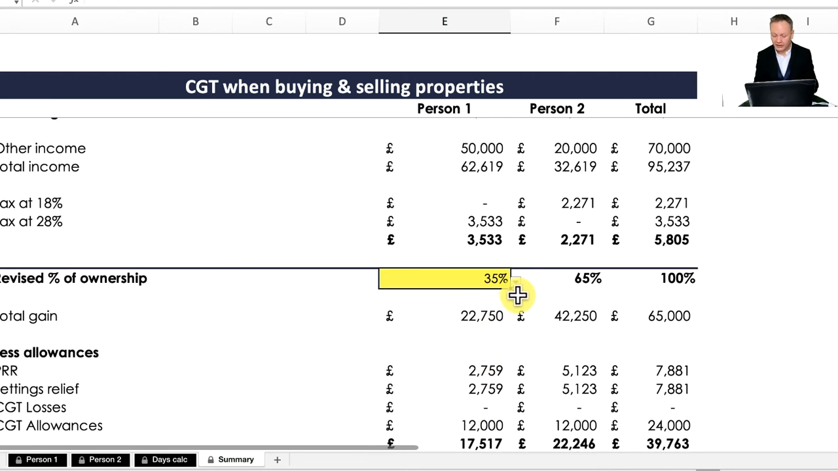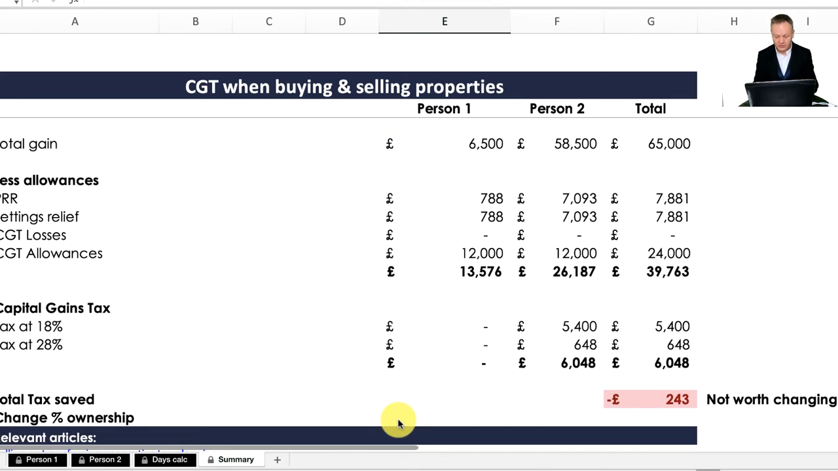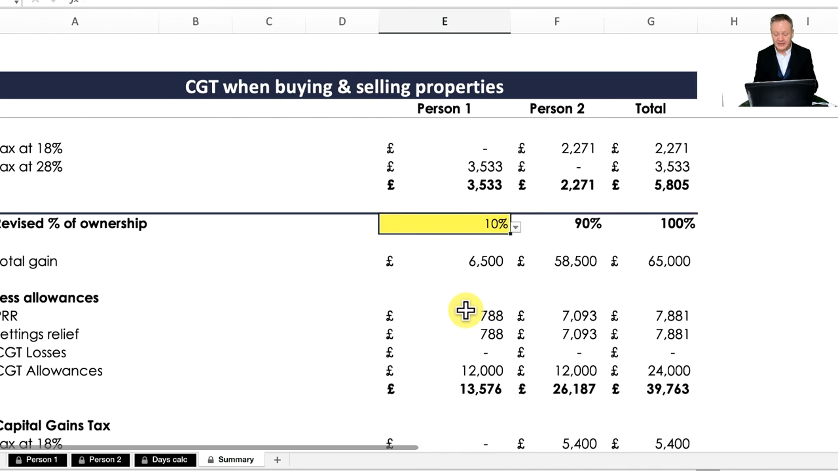I think we can go further. If we change that percentage ownership down to 10%, what will that do? Straight away, we've got no tax to pay. Now, the problem with that is that their total gain is now just 6,500. Why is that a problem? Every person will get £12,000 CGT annual allowances. So we don't want to lose that allowance if we can help it. So 10% really is too much of a reduction of ownership.